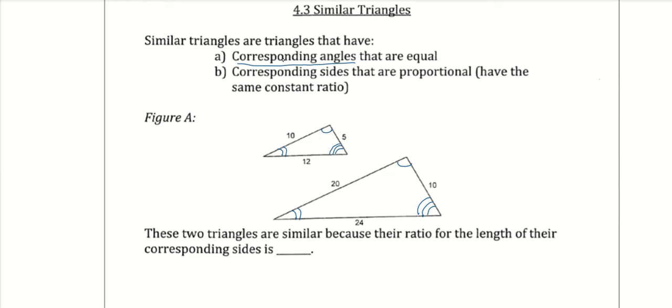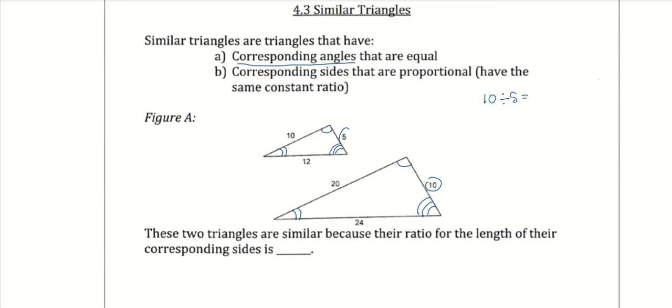This first example is actually talking about the sides. The corresponding sides again mean the same position. So this 10 here corresponds with the 20. The 5 corresponds with the 10, and the 12 corresponds with the 24. It says these two triangles are similar because their ratio for the length of their corresponding sides is the same, and the way that you figure that out is you can take the larger triangle and take each of the sides and divide by their corresponding side.